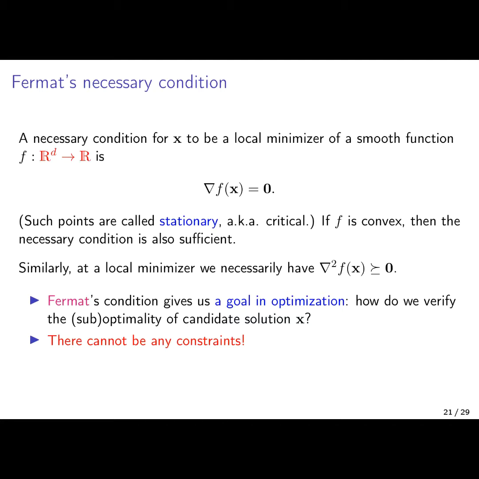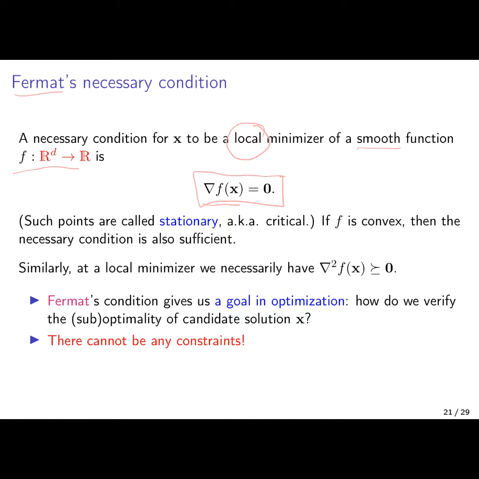This is known as Fermat's necessary condition, namely that if you have a differentiable function f and we want to minimize this function f, this function f may or may not be convex. If we want to find a local minimizer, then a necessary condition is that the gradient has to vanish at a local minimizer. This is a necessary condition, meaning that a point satisfying this condition may not be a local minimizer, but any local minimizer has to satisfy this condition. That's why it's called a necessary condition.